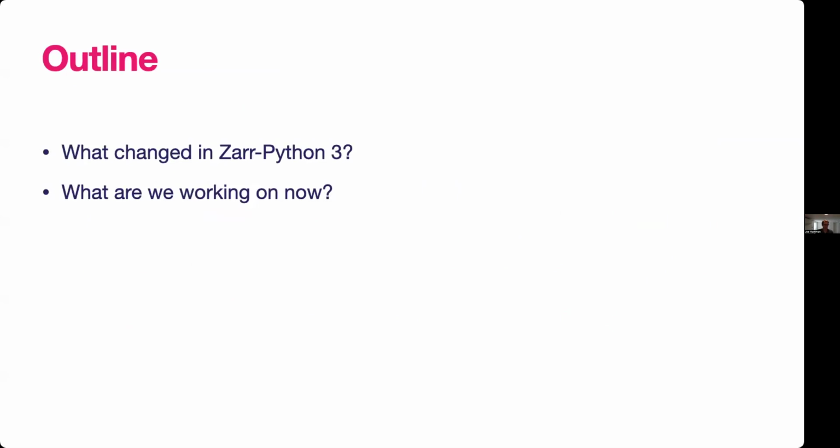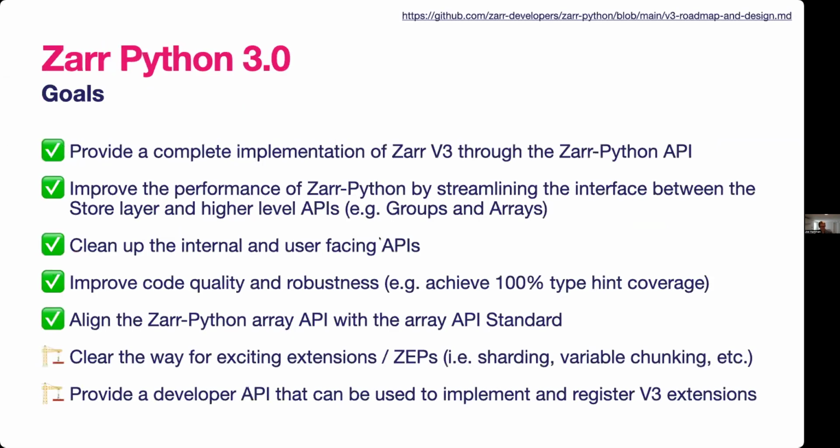Okay, so what I'm going to talk about today is really two main things: what changed in Zarr Python 3 relative to the 2.0 release series, and then what's happening in the Zarr Python project now. This is a slide I gave as part of the last showcase, but there are now checkboxes in a number of places, just to refresh our memories on what the goals are or were for 3.0. Some of them are still works in progress.